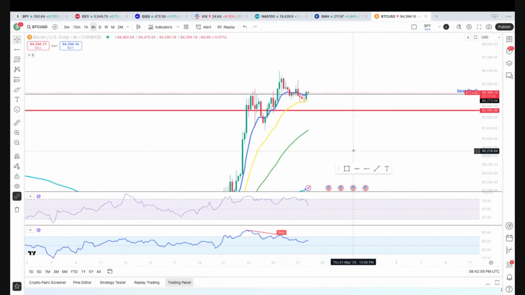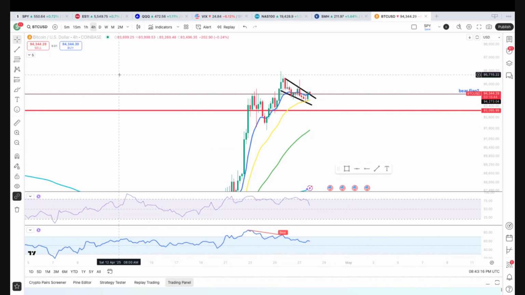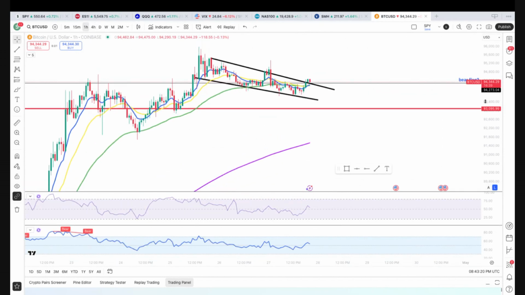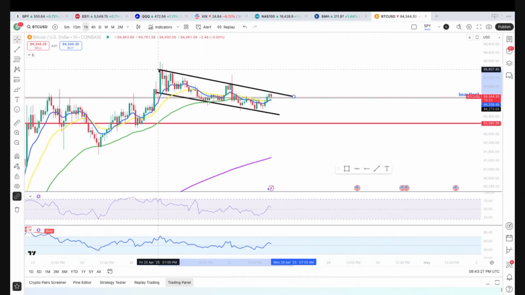So let's see. What else do I see? It looks like we're right here. So yeah, definitely interested to see how this closes in the next few hours. Is this a flag? I'm not sure. We'll see. We're pretty oversold on the 1 hour. I think it looks more like this. Let's see. I think it looks like this more.